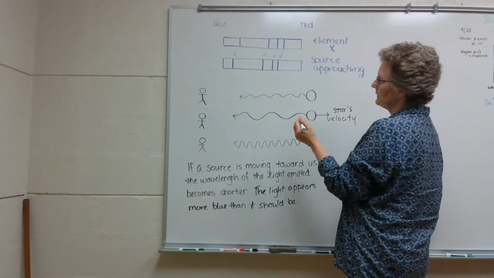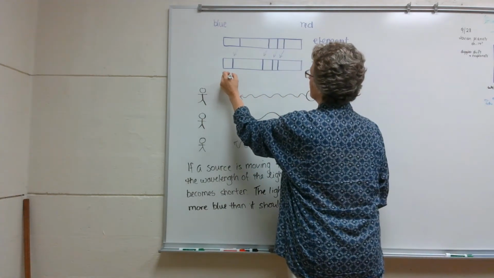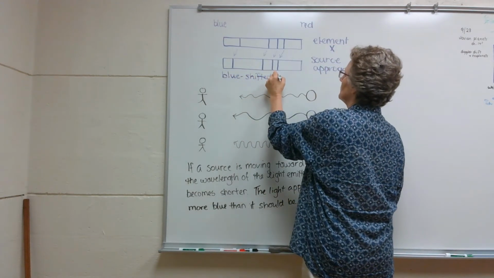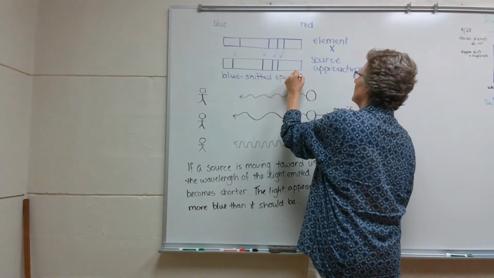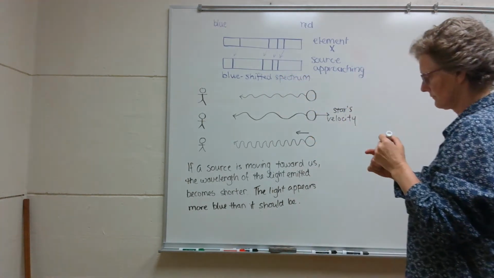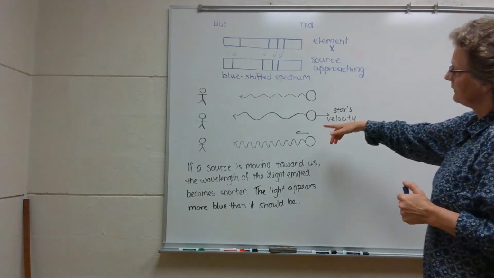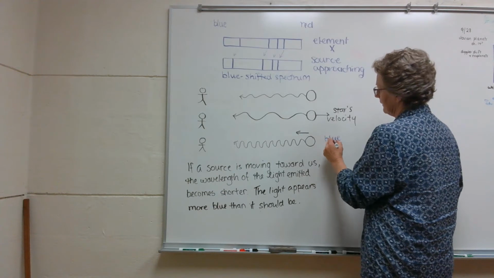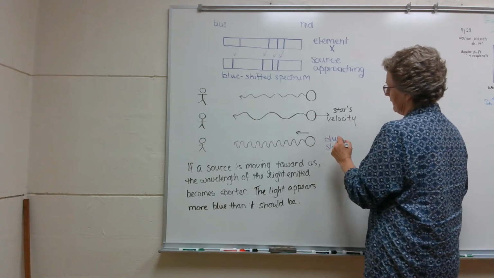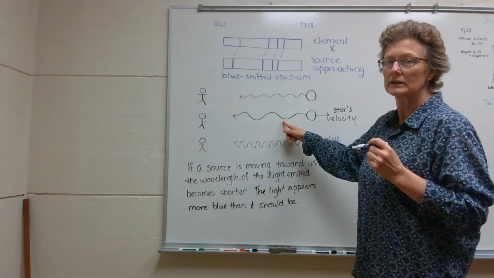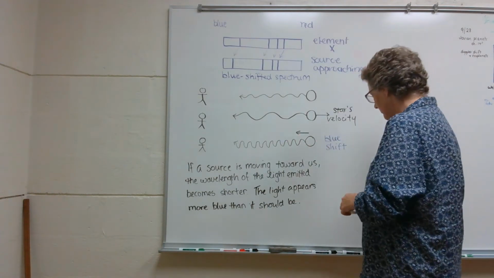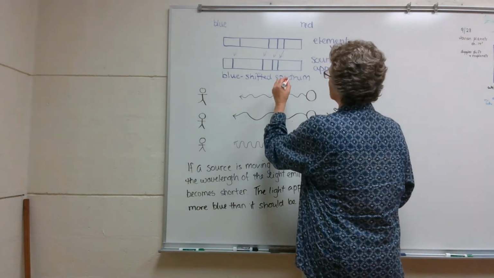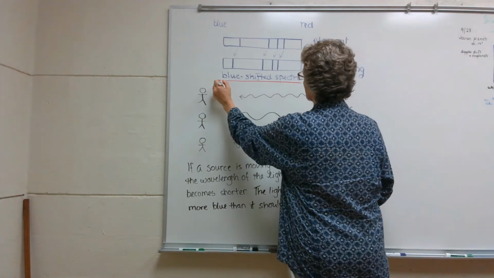So what we see is a blue shifted spectrum. So in this situation, we're going to get a blue shift. And in this situation, now the lines are going to be longer. So in this situation, we're going to get a red shift. So maybe I'll put it right here.